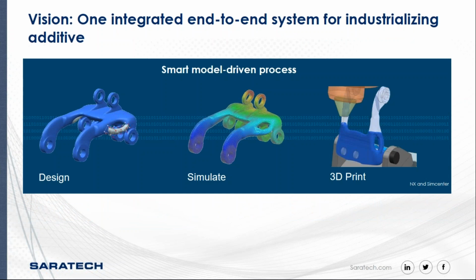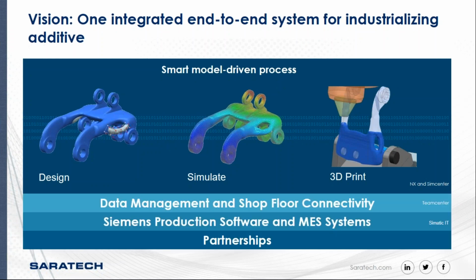So we always use the smart model-driven process. We start with our master model, and then that master model drives all processes downstream. Initially, you have your design, then you simulate to make sure that you have all your different critical requirements in place, and then you print. You have data management and shop floor connectivity, and then we have our Siemens production software and the MES systems, and all of our partnerships with our printer manufacturers.